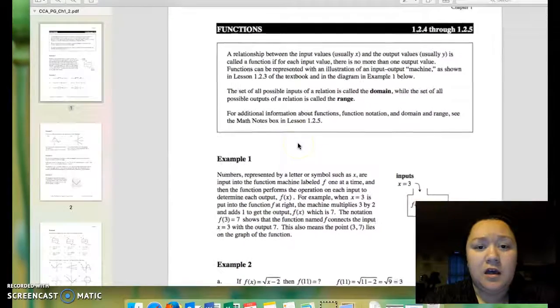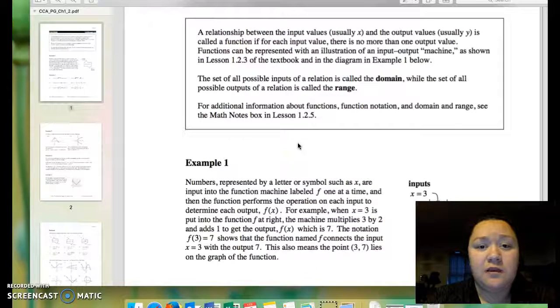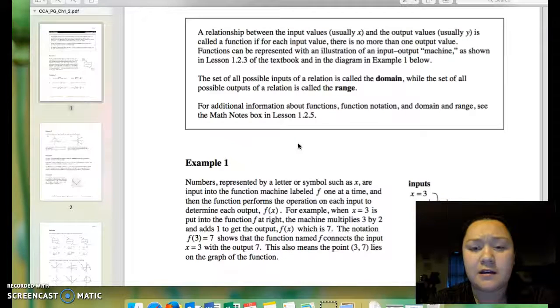Functions. A relationship between the input values, usually x, and the output values, usually y, is called a function. Okay, so right away I see something I recognize. I recognize x and I recognize y. And it's saying that the inputs are my x's and the outputs are my y's. Okay, and it's called a function.